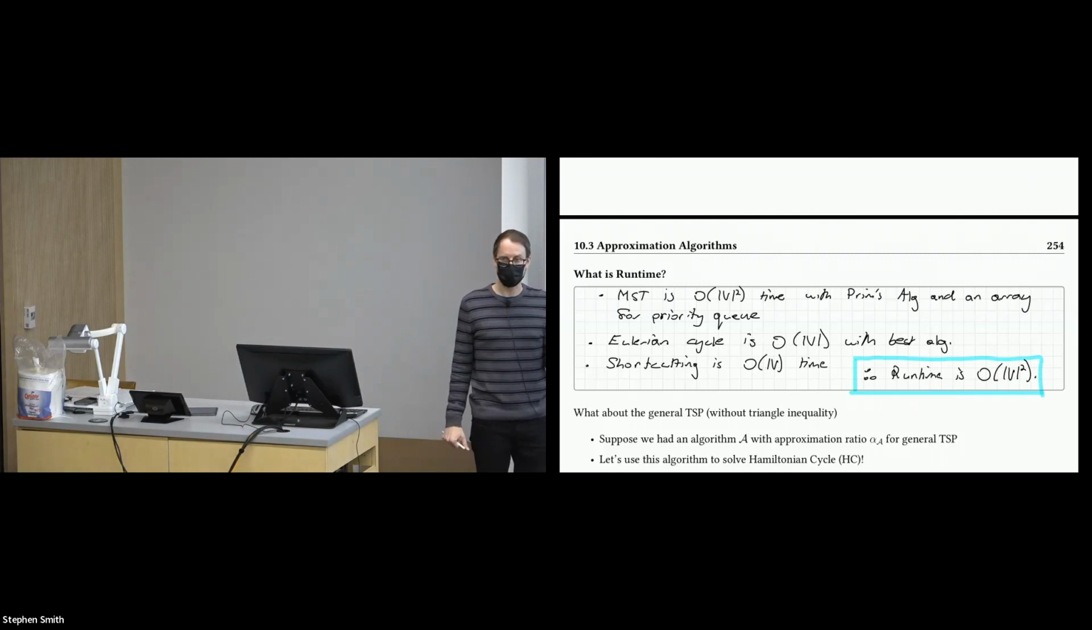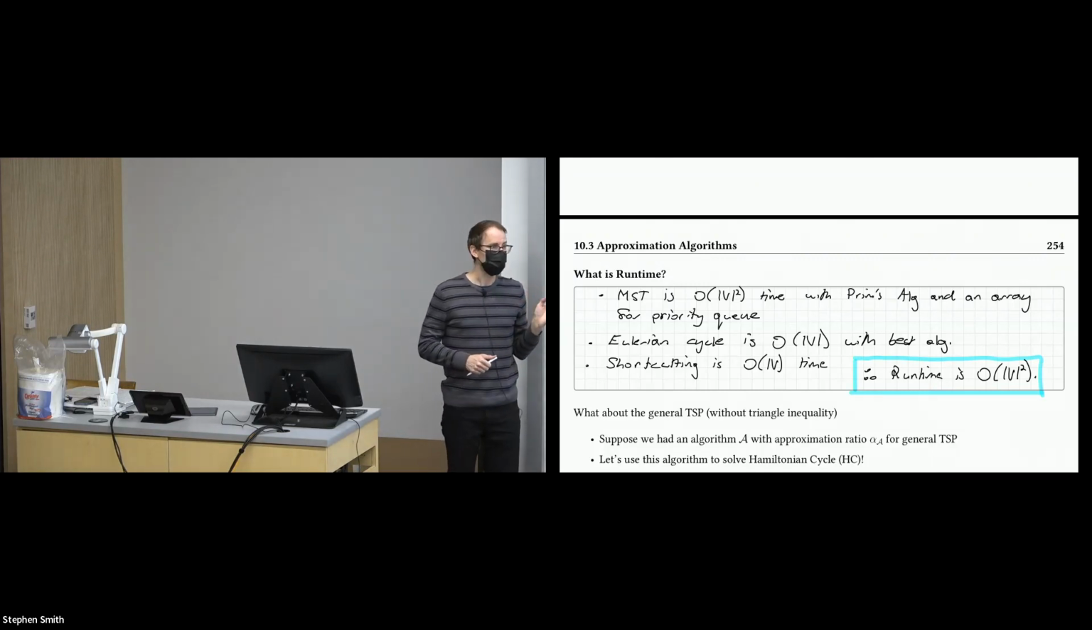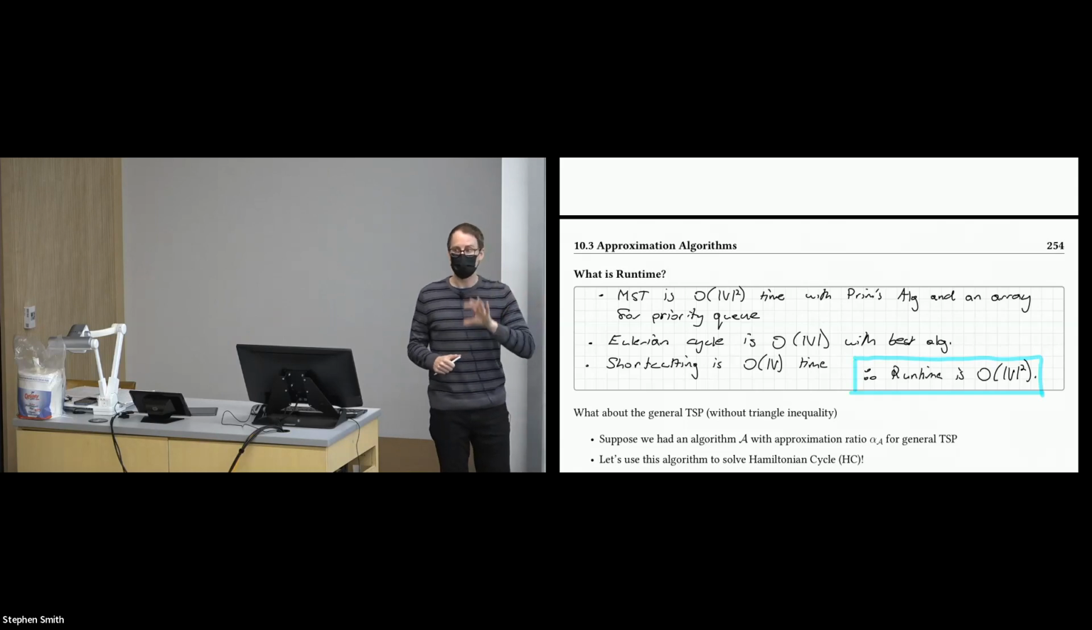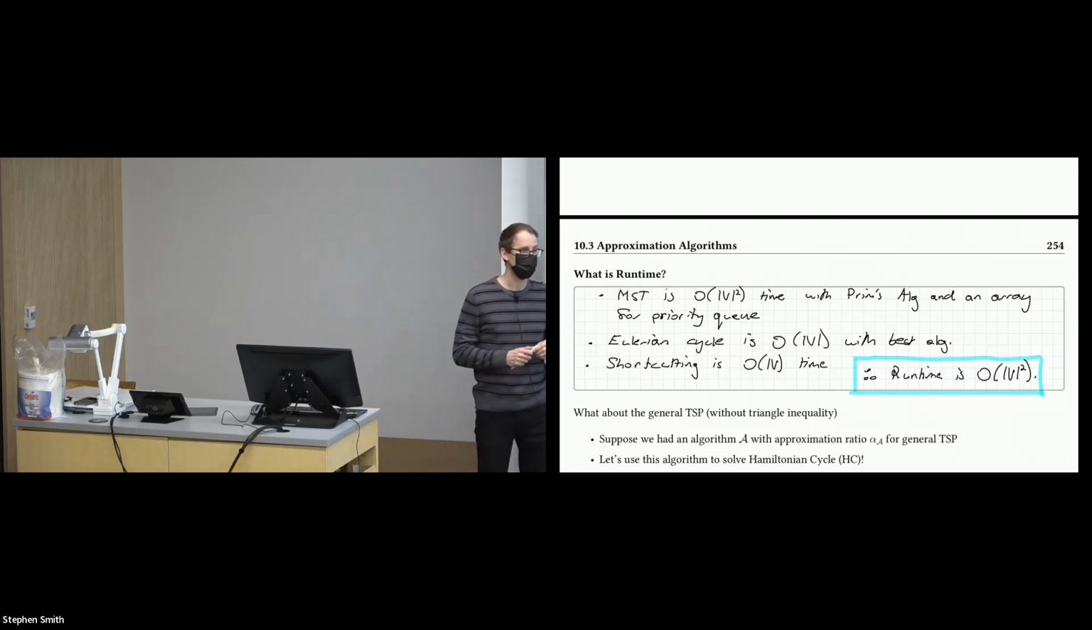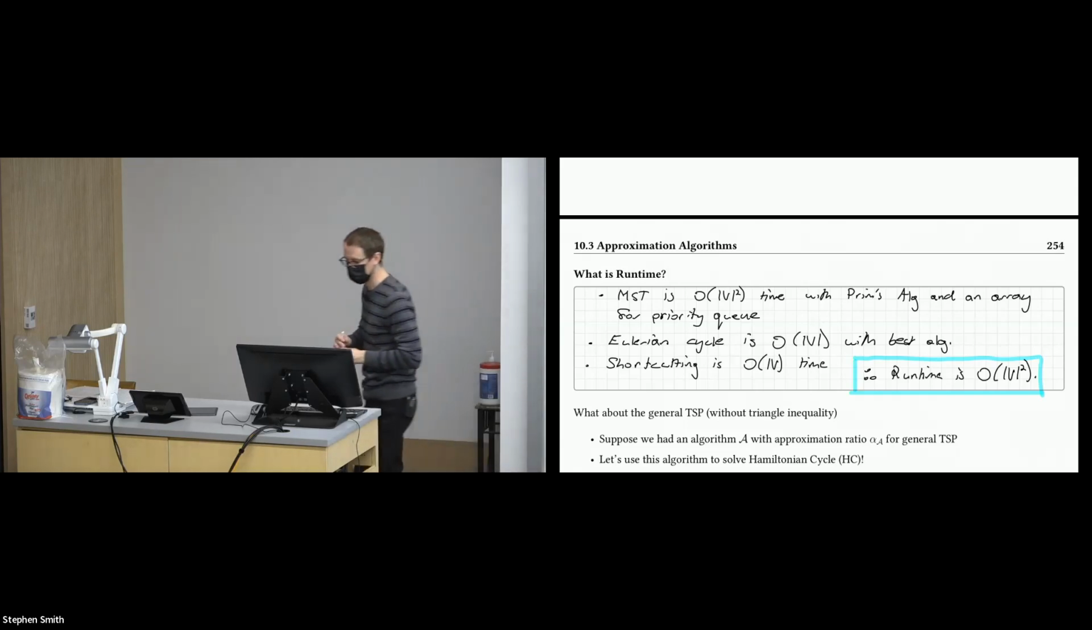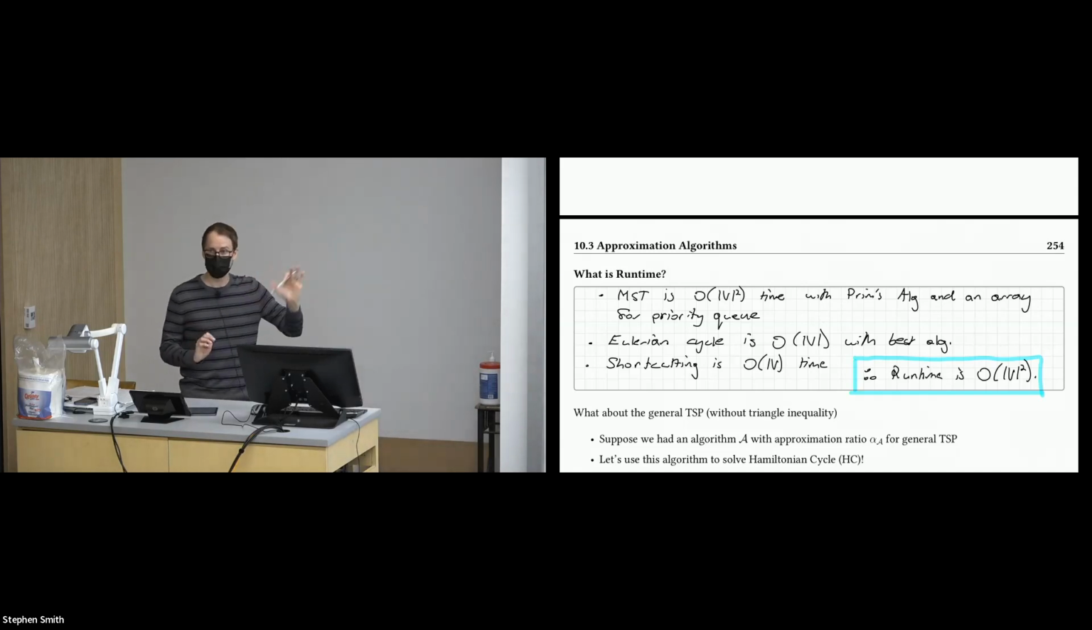There's actually another algorithm for the TSP, an approximation algorithm that gets the approximation factor down to 3 halves rather than 2. It instead runs in V cubed time instead of V squared time. It's called the Christofides algorithm. And the idea is very cool. I'll just tell you very briefly.